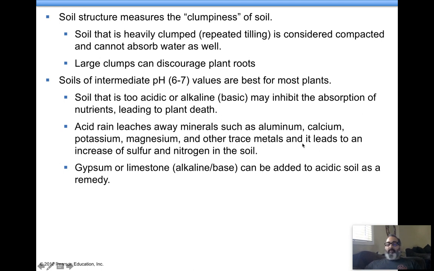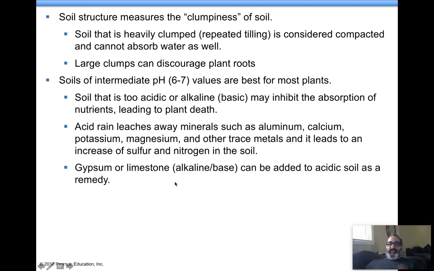A lot of these are metals: aluminum, calcium, potassium, magnesium. They're on the left side of the periodic table, left side of the stairs on the periodic table. When you remove a lot of these, you get a lot of sulfur and nitrogen in the soil. That sounds great, but you're also missing a lot of these micronutrients that would be needed. And some of them are macronutrients.